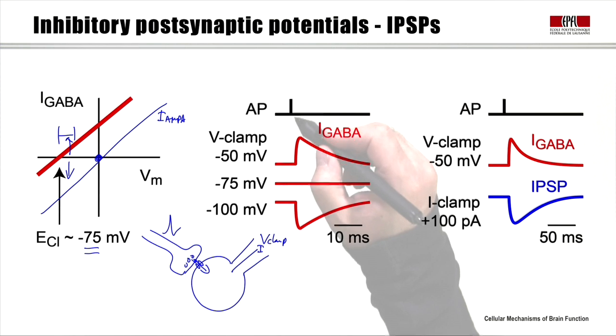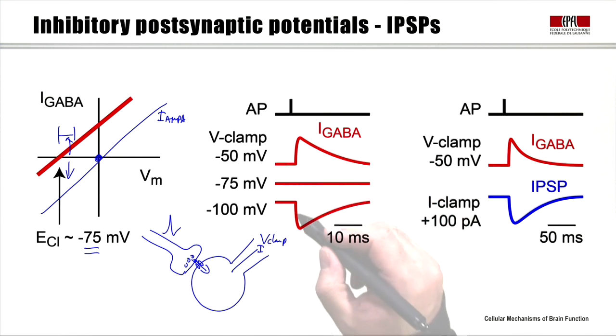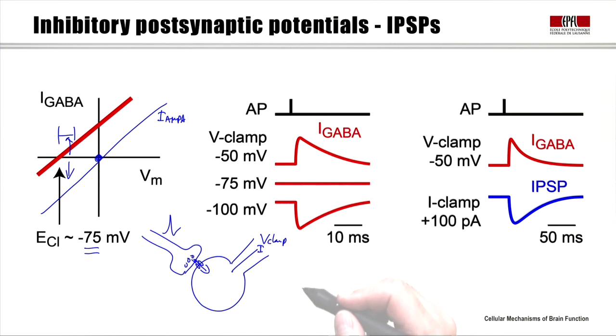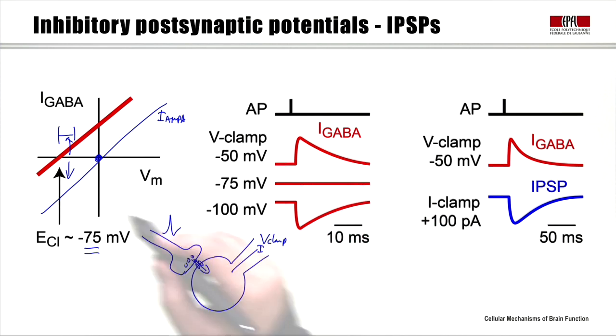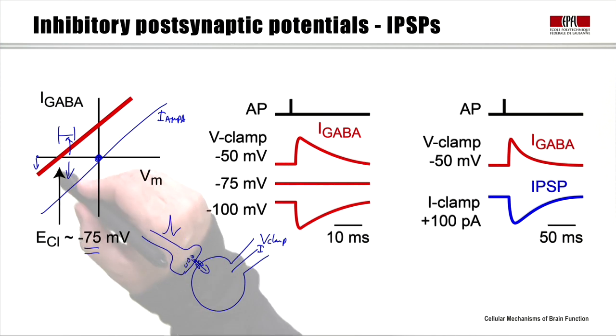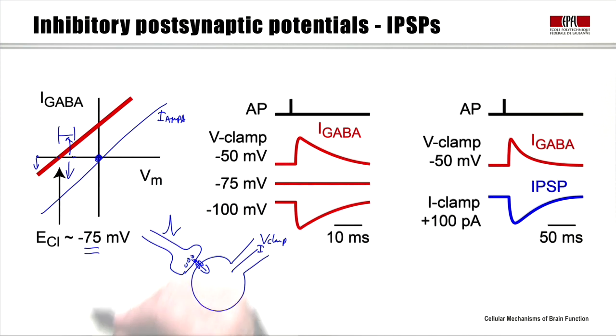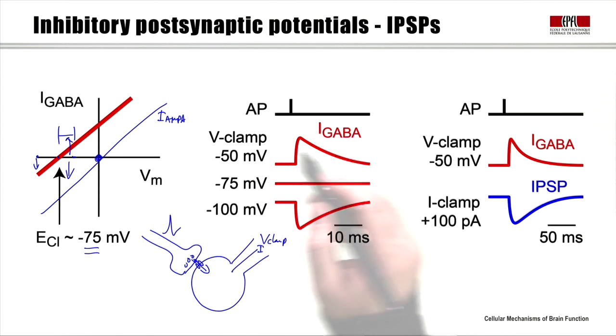The action potential causes release of GABA, and we can then see the synaptic conductances here at different membrane potentials. At minus 100 millivolts, we have an inward current. At minus 75 millivolts, no current flow. And at positive potentials to the reversal potential, say at minus 50 millivolts, we have an outward current.